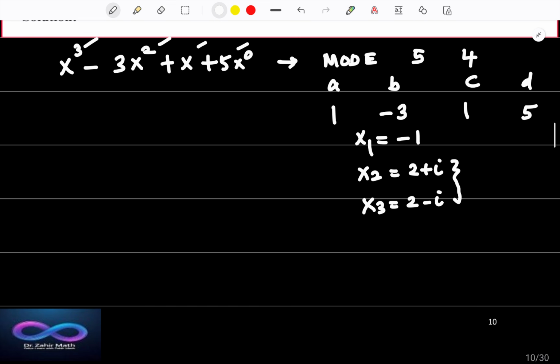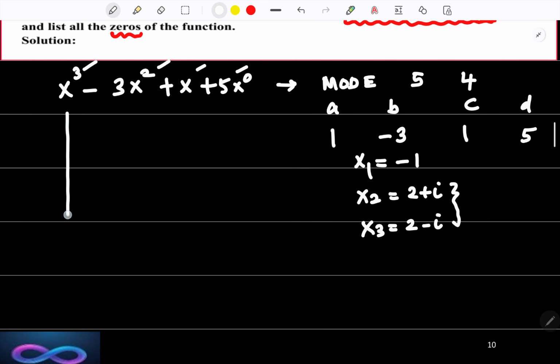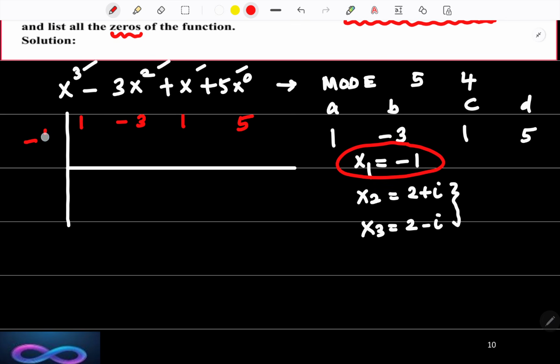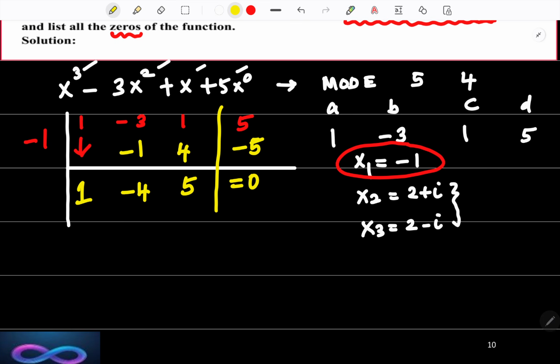So now we go for synthetic division. Let's start. Coefficients 1, minus 3, 1, 5, and take this answer, x1 equals minus 1, here. Take 1. The last column must be 0, keep that in your mind. 1 into minus 1 is minus 1, so you get minus 4. Minus 4 into minus 1 is plus 4. So 1 plus 4 is 5. 5 into negative 1 is negative 5, which gives 0.